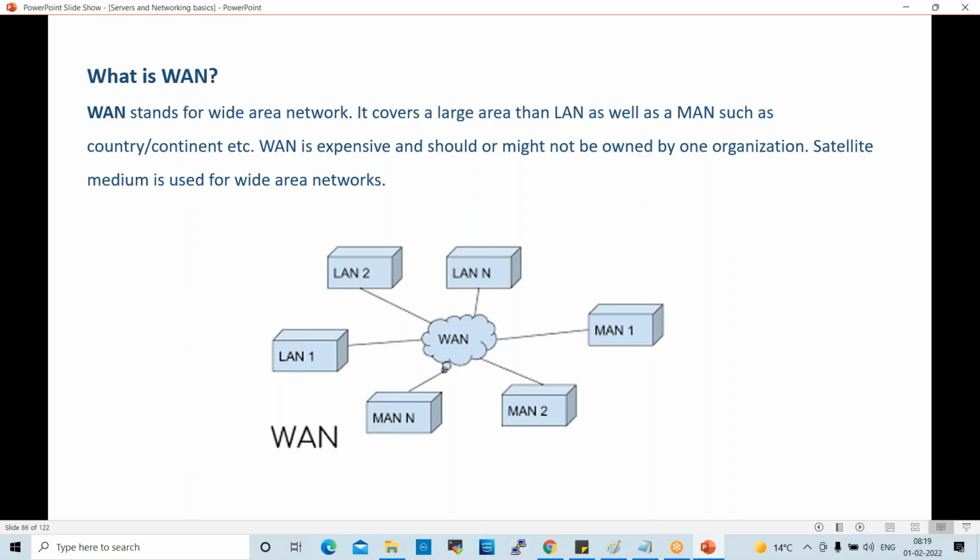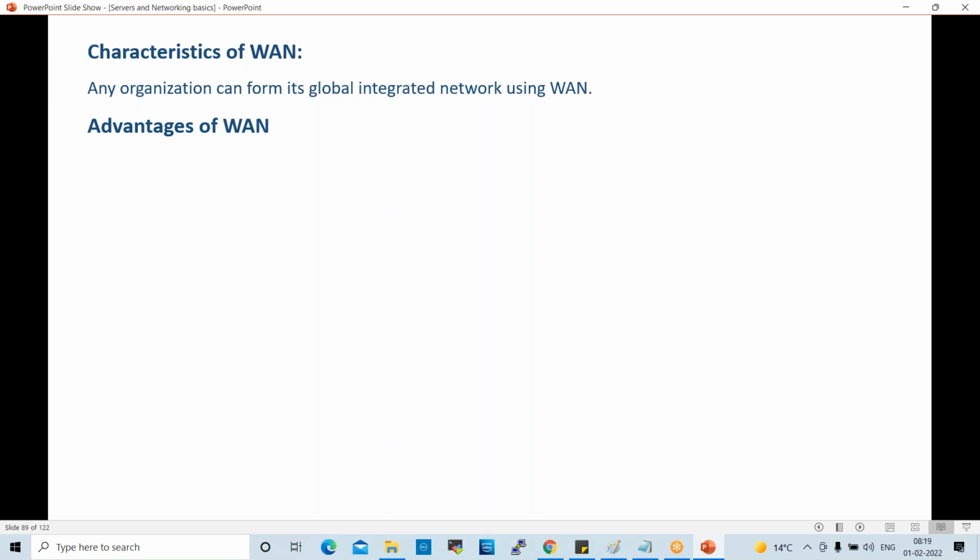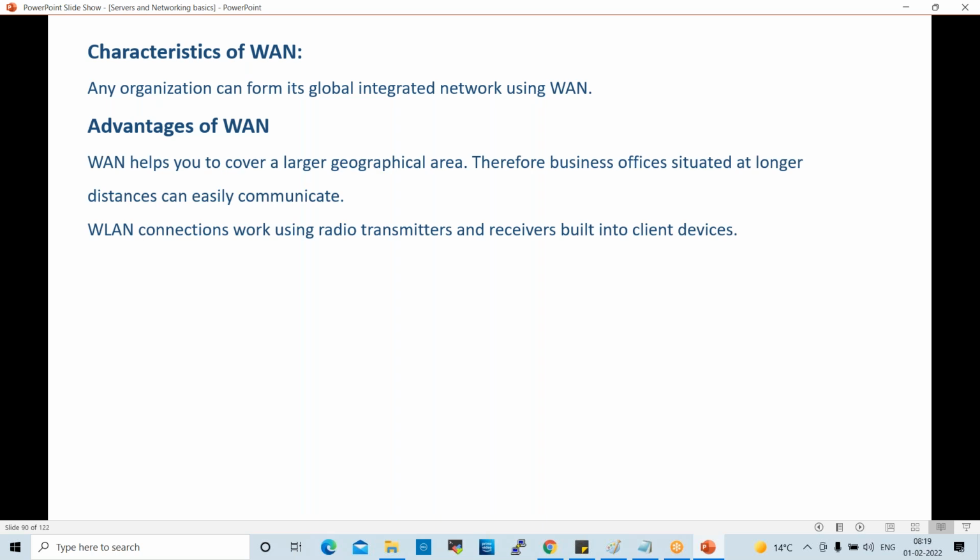It is a combination of LAN, MAN, WAN, right? Characteristics: any organization can form its global integrated network using WAN. Advantage of WAN: it helps you cover a larger geographical area, so businesses often situated at longer distances can easily communicate. For these connections we use radio transmitters and receivers.